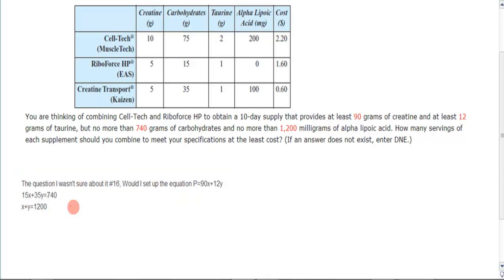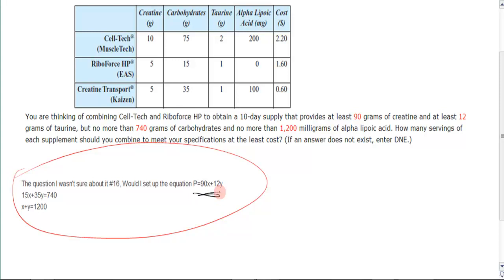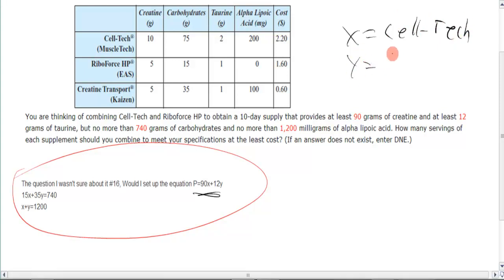Okay, so I'm looking at what you asked in your question here, where you said these are the equations you created. I'm not quite sure, especially about this one right here, where you came up with that. So what I'm reading here is we're either trying to min or max this. So now I'm assuming you defined X to be servings of Celtec and Y to be servings of riboforce.